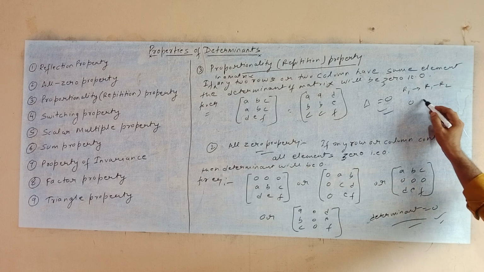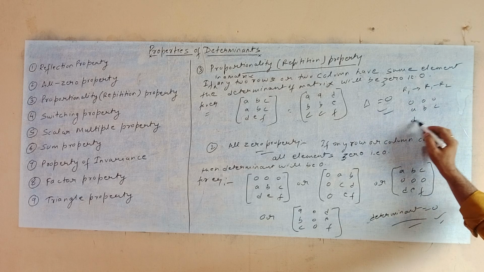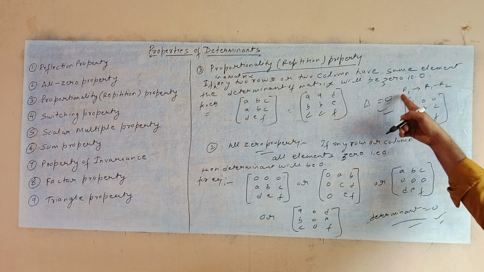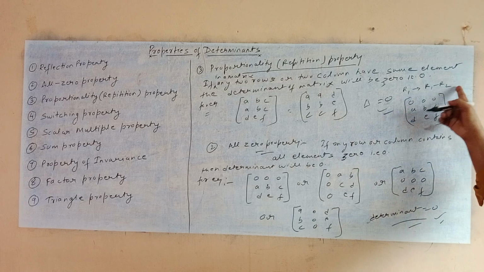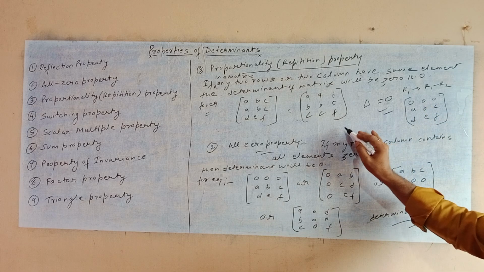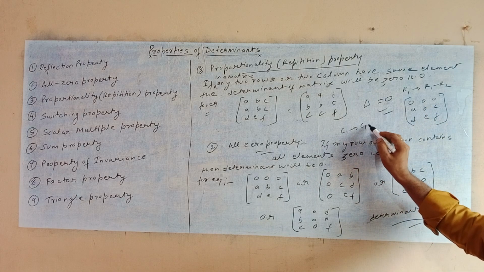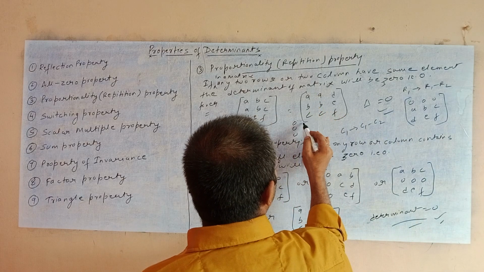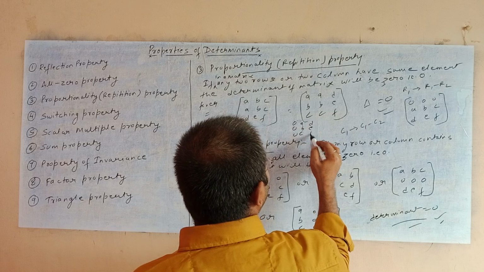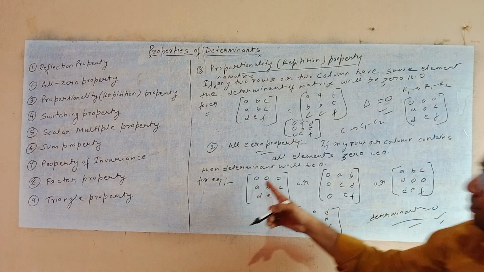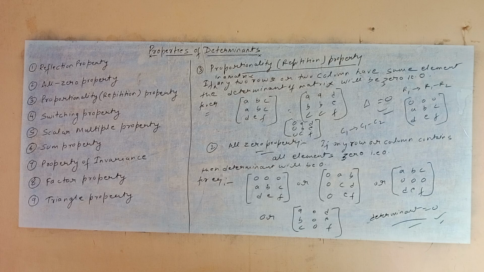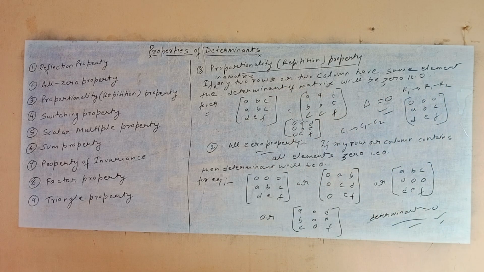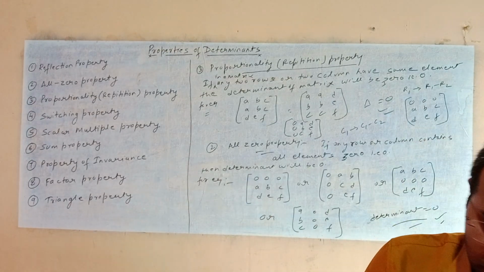So how will you write it? 0 0 0 will come, and a b c and d e f will come. If you write R1 as R1 minus R2, then this will come. Or if you write C1 as C1 minus C2, then all elements become 0 0 0, and a b c and d e f will come. So see here, by the all zero property it will become 0. So if any two rows or two columns have the same elements, then the determinant will be 0. I hope you have understood this one.